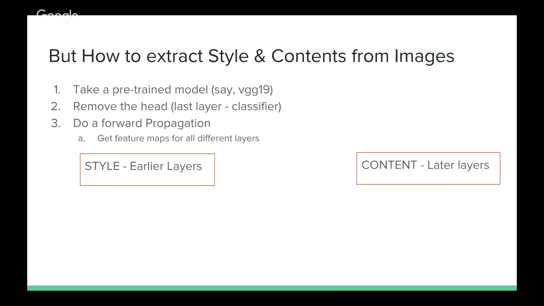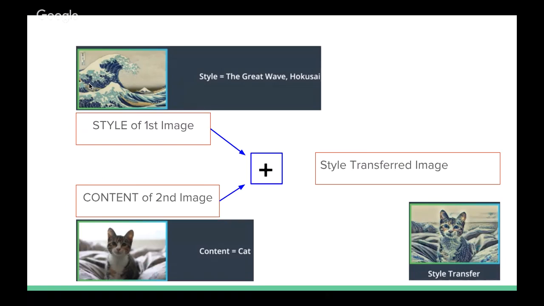To extract content, it's obvious. You take a convnet, do a forward propagation, and extract all those features. Content is obvious, like we have object detection and stuff like that. But to extract style, it's a bit different. Take a pre-trained model, remove the last layer, and then forward prop to get a feature map for all the layers. Content is easy. Style is texture, the early layers. The style is like the correlation between each feature, so they use correlation across all these feature maps in a convnet.